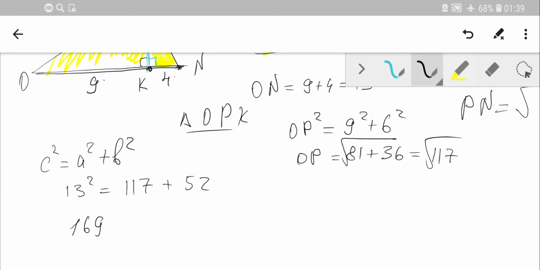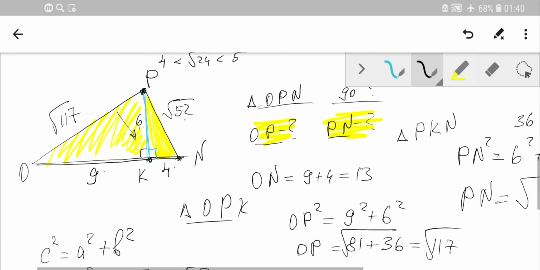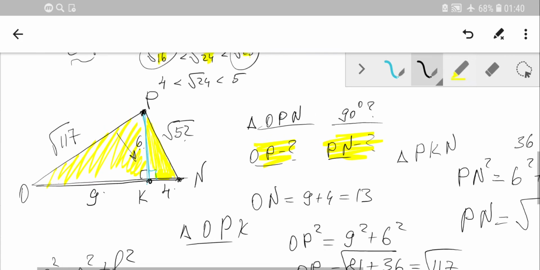But actually, if you're given square numbers, that will not be a problem for you. Okay, and we're trying to add up the right sides. So 117 and 52, we'll get 169. So yes, this equality is correct. So this triangle, the whole OPN, is 90 degrees. So the answer is yes.